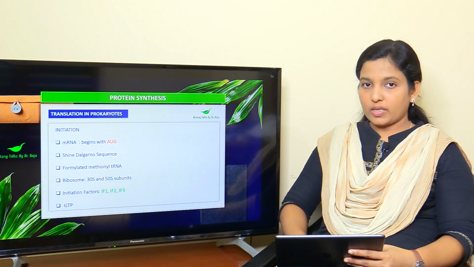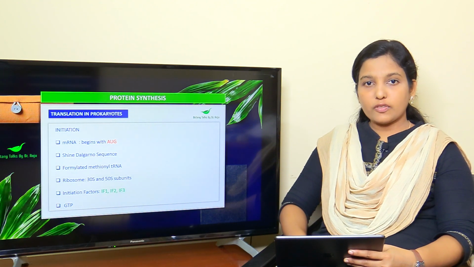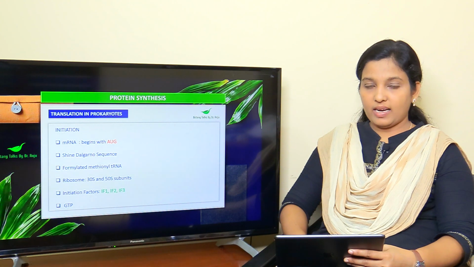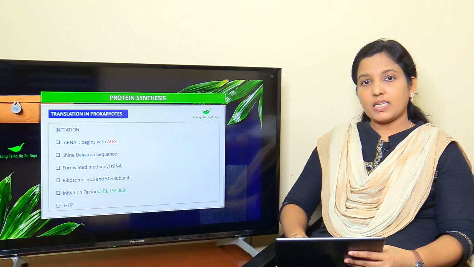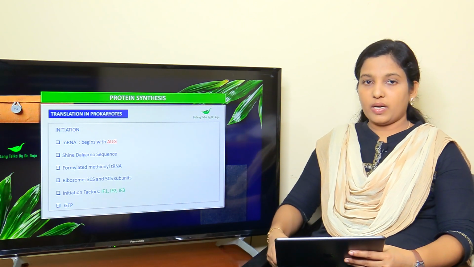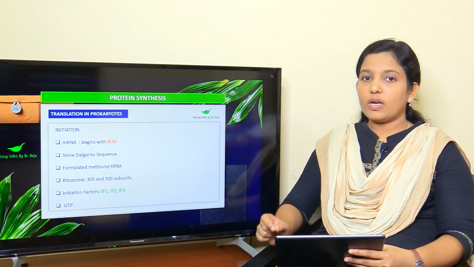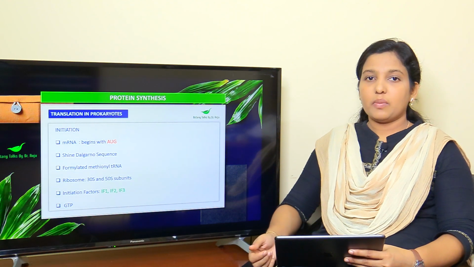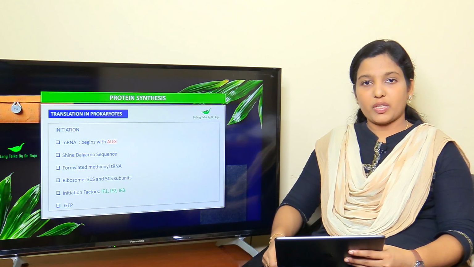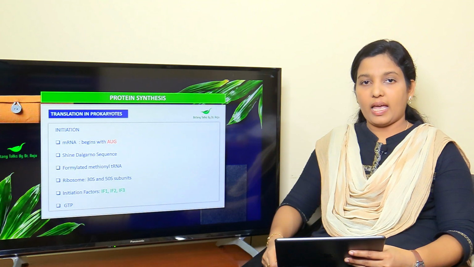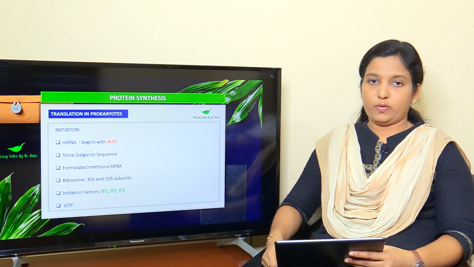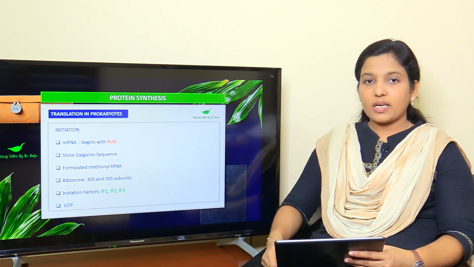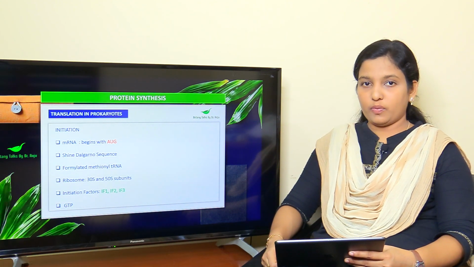In the case of prokaryotes, methionine alone is not added. A formylated form of methionine is added at the beginning. But if AUG is present at the inner regions of the mRNA, only then is methionine added. At the beginning, formylated methionine is added to begin the synthesis of a protein molecule. Therefore, mRNA is the basic information provider.